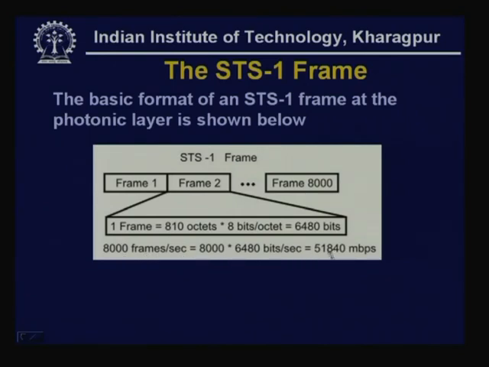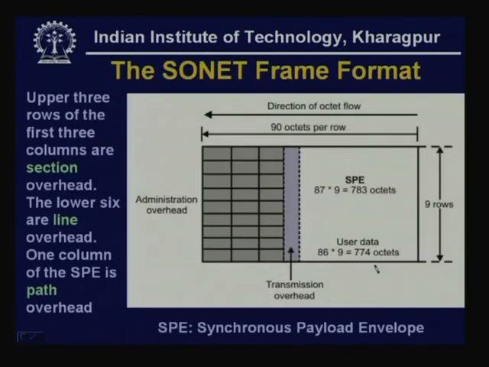So, your data rate is 51840 bits per second. That means your 51.840, it will be 51.840 megabits per second. Here as you can see, a single frame is shown where you have got the 810 octets, as you can see here.